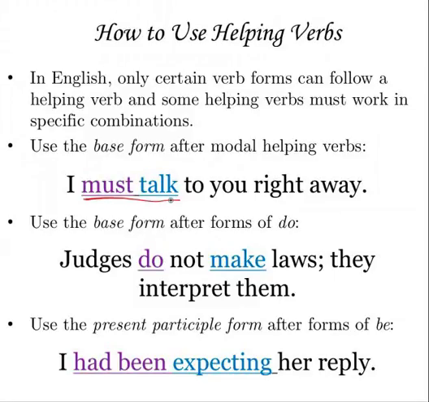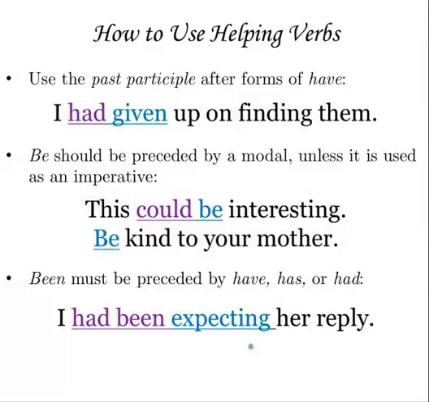You use the base form after forms of do. Judges do not make laws. There's our base form. They interpret them. And you use the present participle form after forms of be. So I had been expecting her reply. That ing makes it the present participle form. You use the past participle form after forms of have. I had given. It's an irregular form, but given is the past participle of the verb to give.